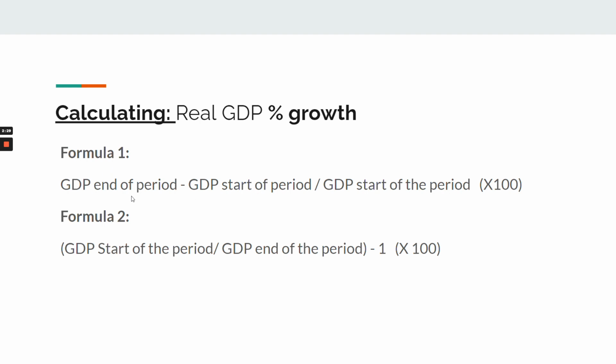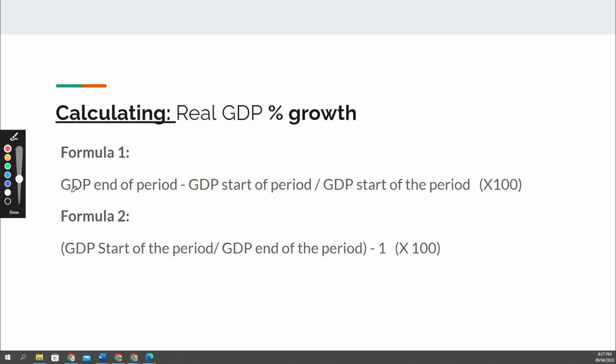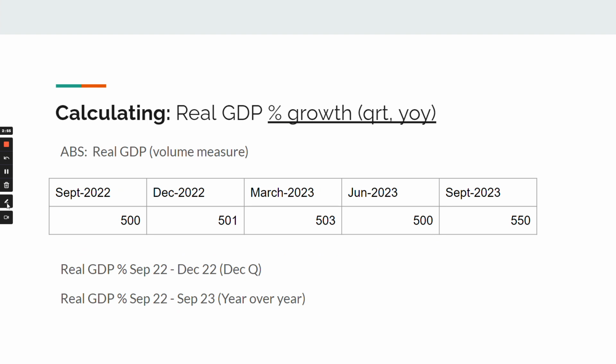So I'm going to use this top formula here. What we're doing is we're getting GDP at the end of the period and minusing the GDP figure at the start of the period. And what that will tell us is, in value terms, in dollar terms, what was the change in GDP over that period. Then to turn it into a percentage, I divide it by GDP at the start of the year and times it by 100. And that will give us the percentage growth rate, or the rate of change, which is what we want.